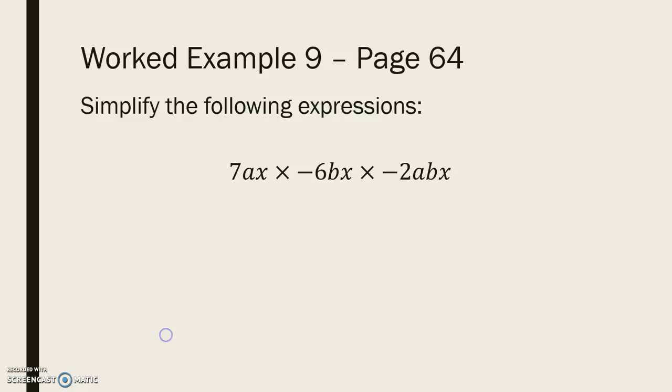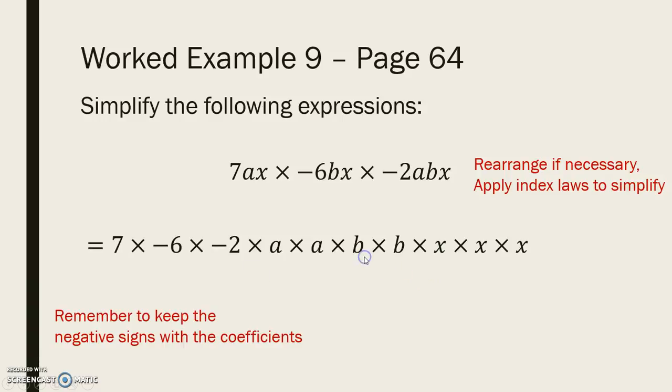Let's look at example 2. In this case, we've got a few negatives as well. But same as before, rearrange, apply index laws if needed. And we'll keep our negatives with the coefficients. So it's 7 multiplied by the -6 multiplied by the -2. We've got 1a, 2a's, 1b, 2b's, 1x, 2x's, 3x's that we're multiplying together. So we use our knowledge of index laws now to simplify that further.